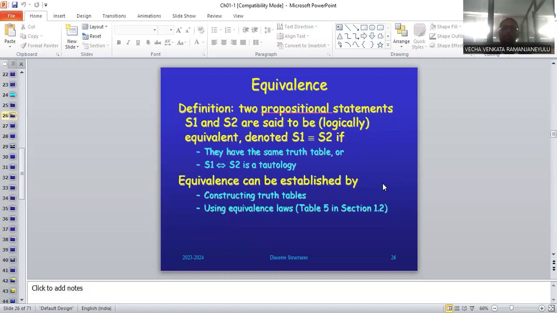Definition. Two propositions or statements S1 and S2 are said to be logically equivalent, denoted by this symbol meaning logically equivalent, S1 logically equivalent to S2, if they have the same truth table, or S1 double implies S2 is a tautology. In the same way, equivalence can be established by constructing the truth table.